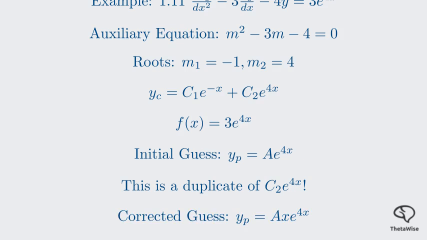This is the most critical step for this type of problem. Get the guess wrong and the whole solution will be incorrect. Always compare yp with yc. Now let's proceed with finding a. This will require the product rule for differentiation.